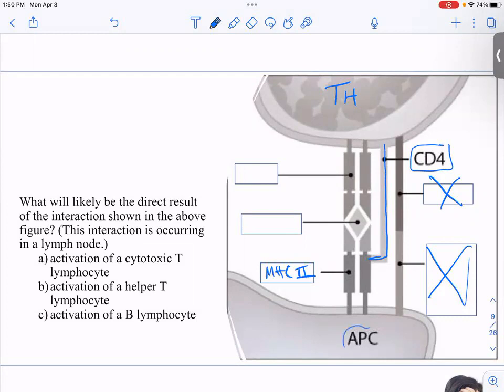Okay, the antigen presenting cell, like a dendritic cell or macrophage, is presenting antigen. We could say some epitope of an antigen. And then this is the T cell receptor that's recognizing that antigen that's being presented by the MHC class 2. So knowing what all those parts are, given the CD4, we're talking about activation of a T helper cell there.